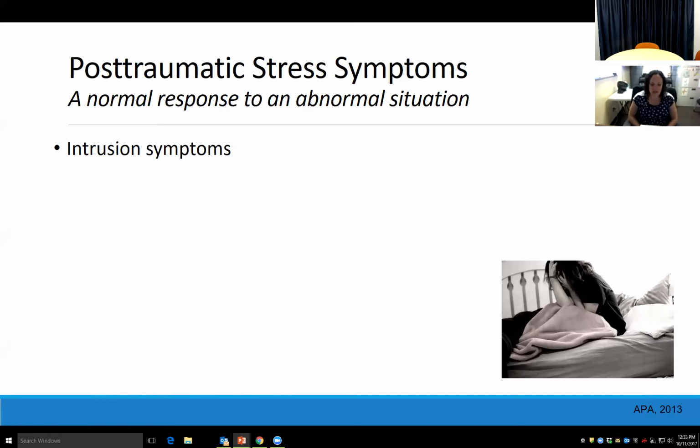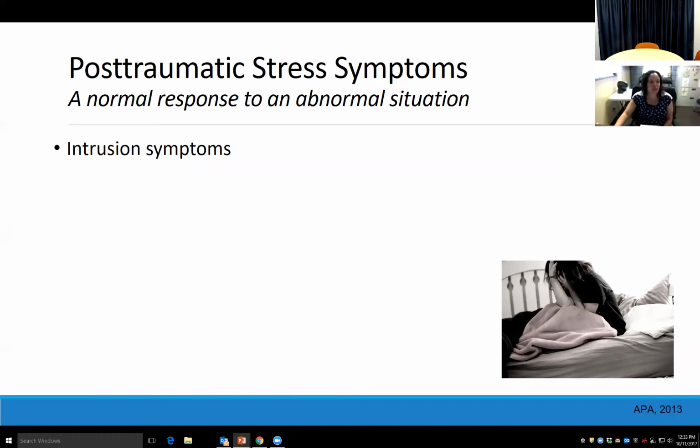I say, given what you went through, which is atypical, is not something that was expected to be part of your life, it makes sense that you are having these difficulties, right? This is how your body, this is how your mind has reacted to this in a way to try and keep you safe, right? And so again, I share that to try and validate. Let's look at these symptoms.